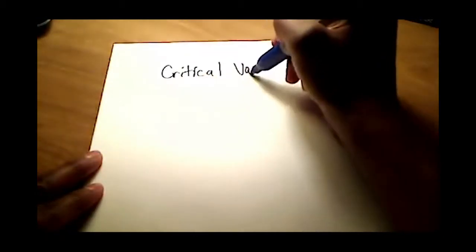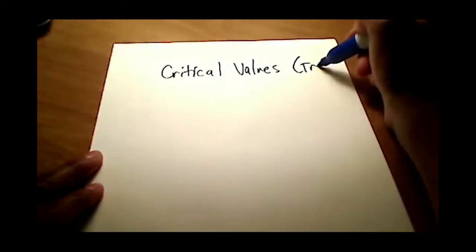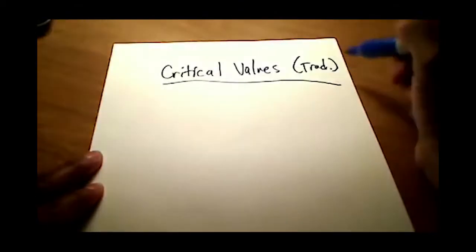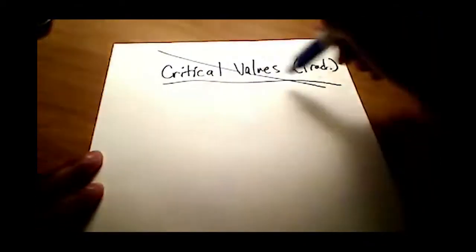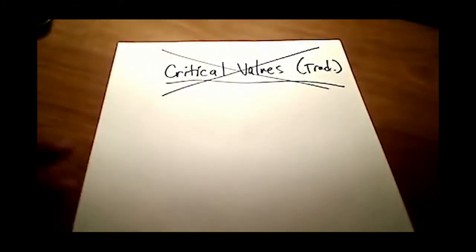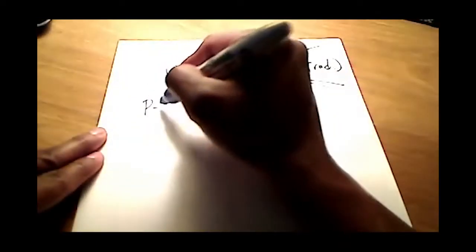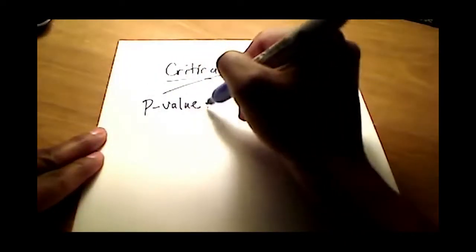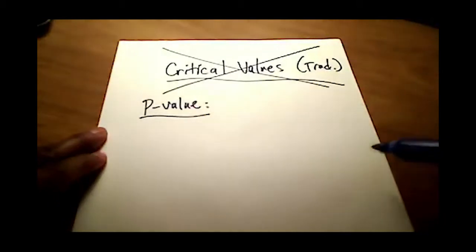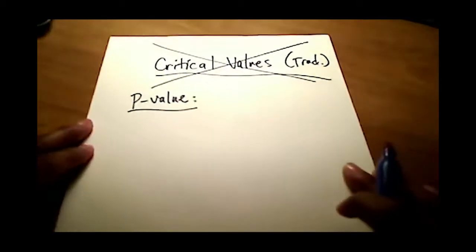So what the p-value does, separately from the traditional method, is this, all right? The traditional method uses something called critical values. I'll just put this on here real quick. The traditional method uses something called critical values. Well, guess what? I'm going to cross that out. The p-value method does not use that at all. The p-value method says, look, I don't really care about the critical value whatsoever. So that's kind of a nice little thing here.